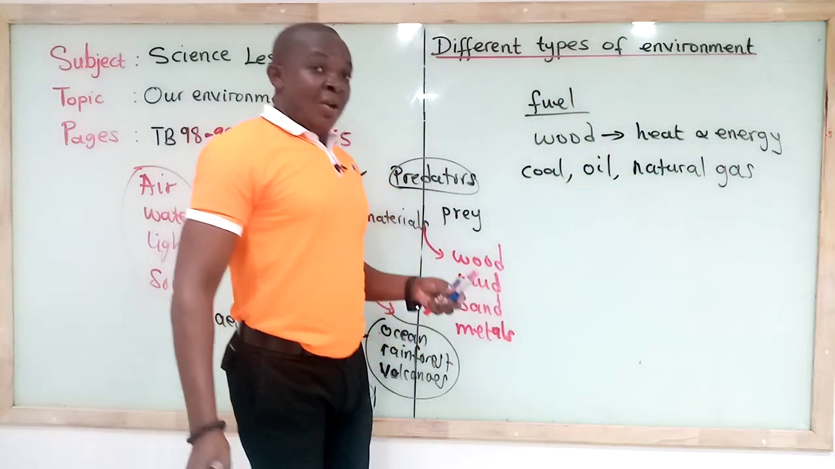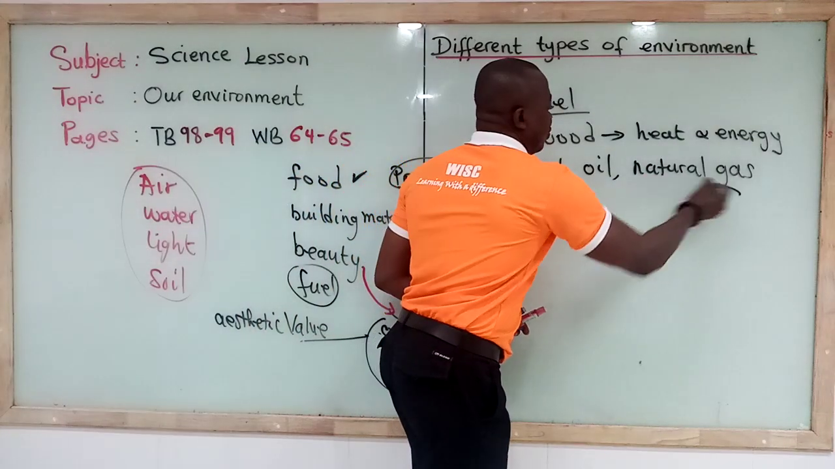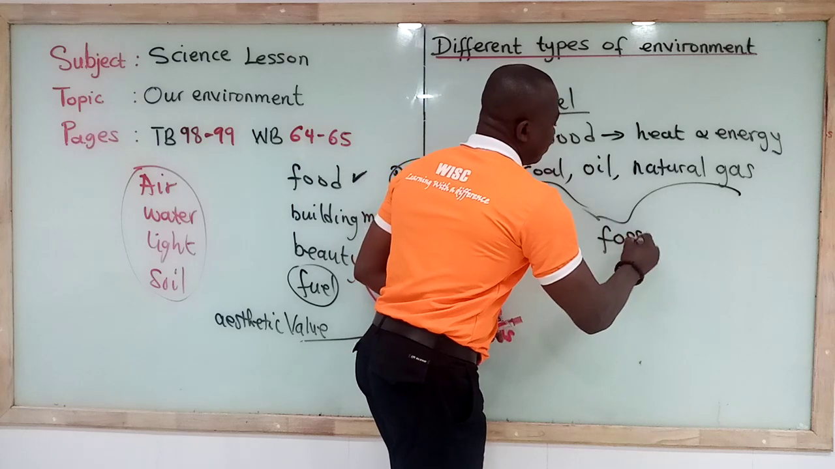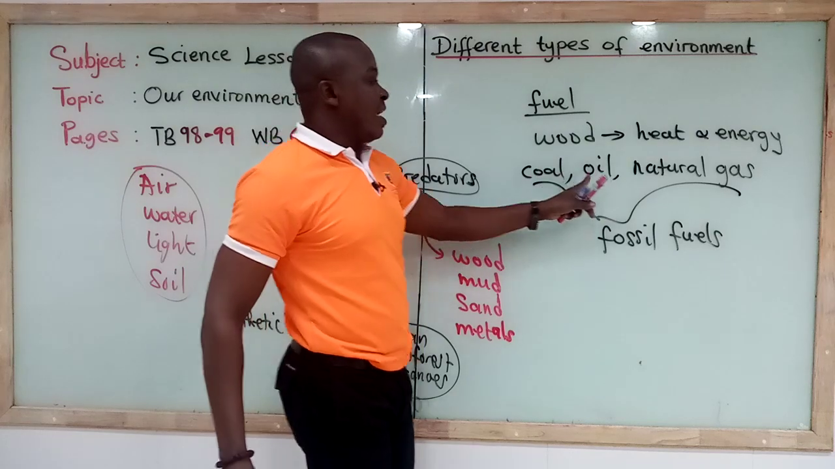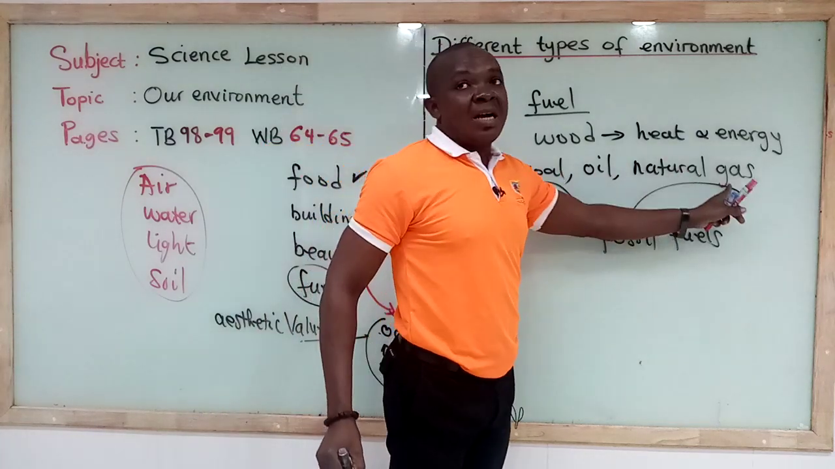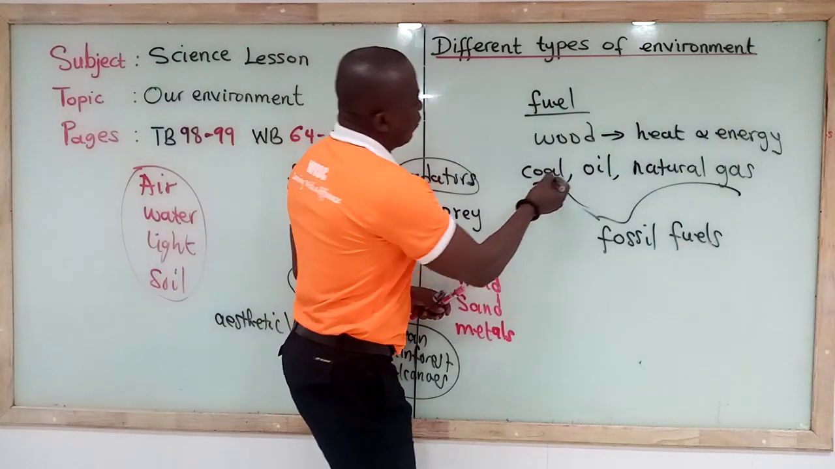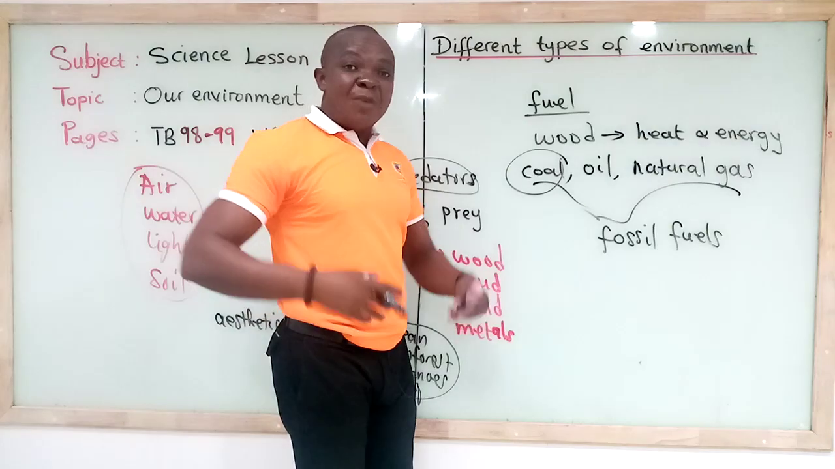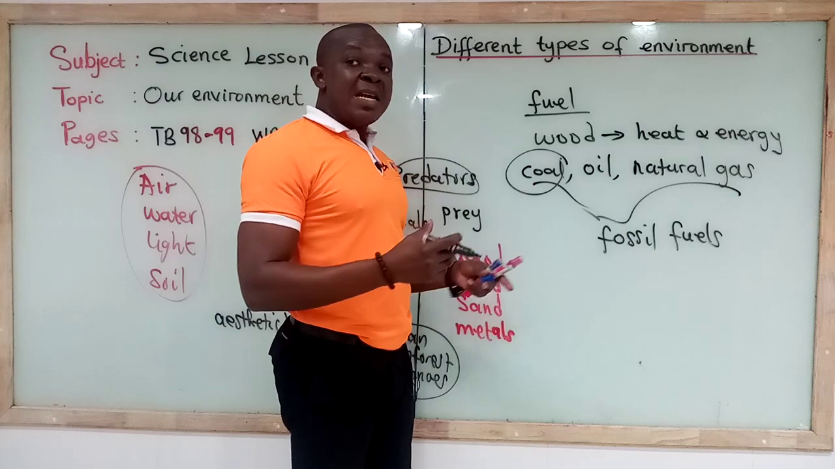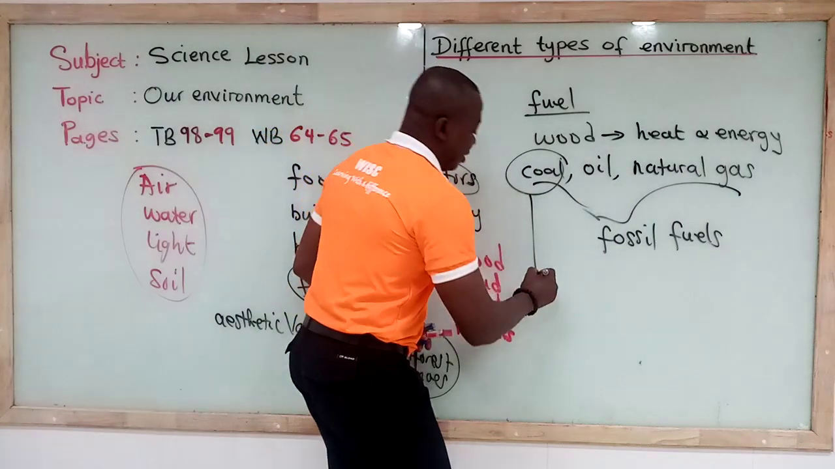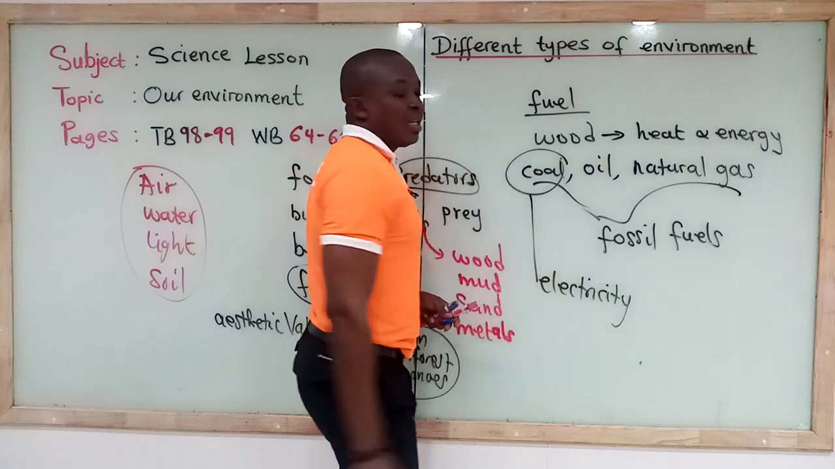Coal, oil, and natural gas are what we call fossil fuels. Coal is also a mineral that we mine from the ground. When we mine this mineral, we burn it, and then it produces what? Electricity. Yes, coal produces electricity.